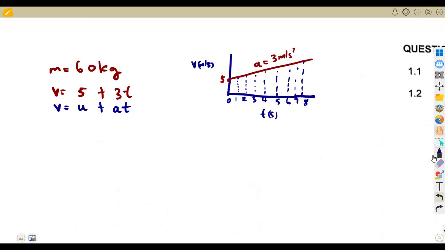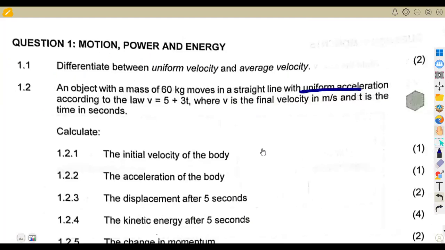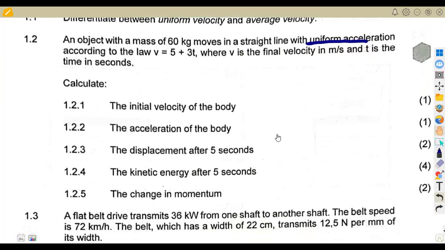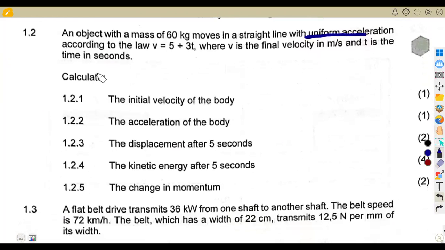The velocity is affected with what? With time. According to this, V with time. These are the variables that we have. It's only V and t. These are not changing. The initial velocity is not going to change. The acceleration is not changing because we are told that it's a uniform acceleration. All right? But that is not part of our question. Let's answer our question. I'm just explaining so that you also understand where this is coming from and where we are going. So the question was calculate 1.21, the initial velocity of the body.